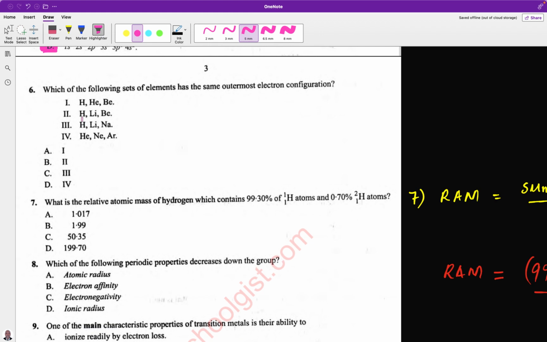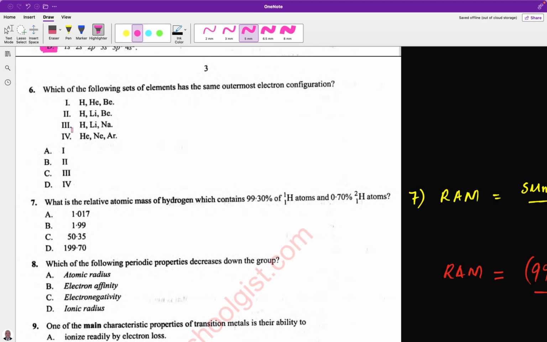Option 2: hydrogen is still 1. It has just one electron in the outermost shell. Lithium has one electron. The first shell has two, then the last one is the last electron, so it has one electron in the outermost shell, like hydrogen. That's good. Beryllium has two. So beryllium is wrong because beryllium has two electrons in the outermost shell.